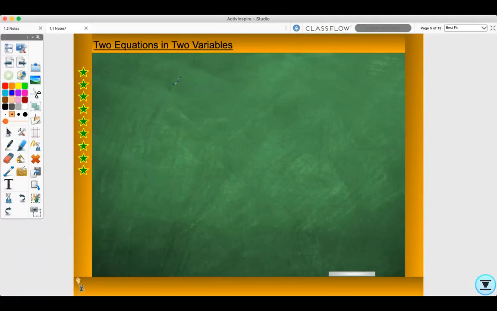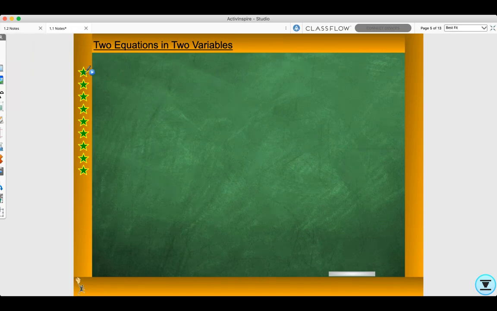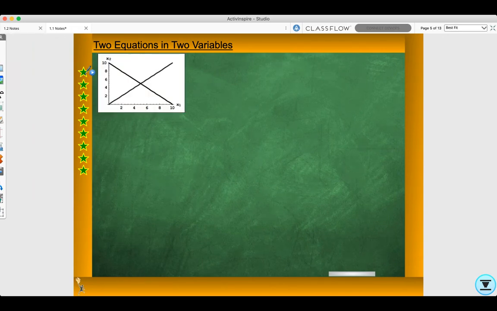So let's look at two equations in two variables. First, we have two lines intersecting, and these have the equations x1 plus x2 equals 10 and negative x1 plus x2 equals 0. This has one unique solution of (5, 5).